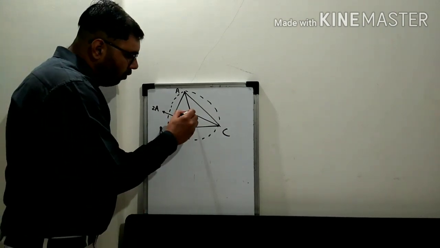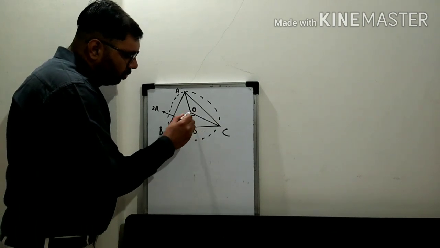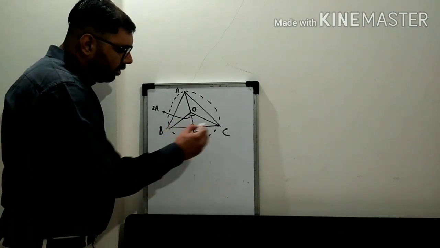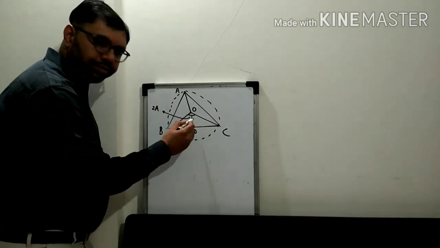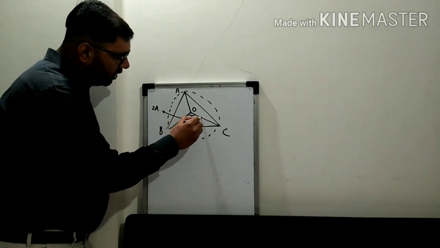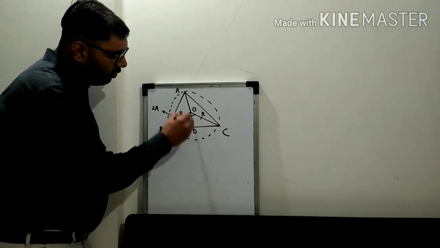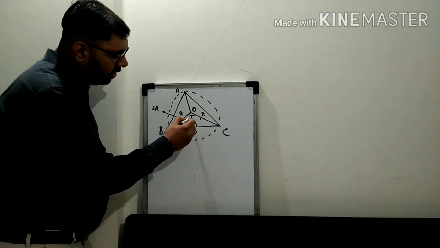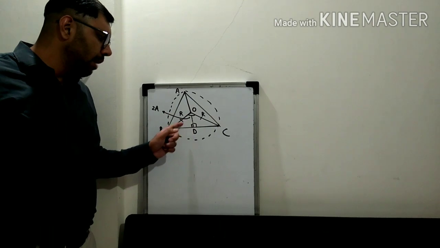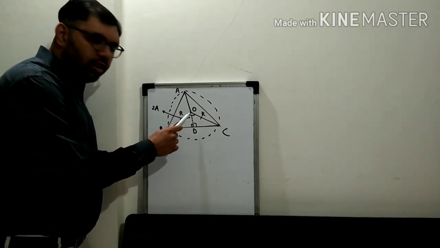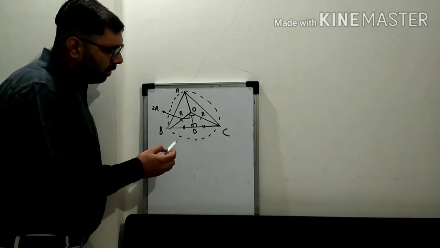What I'm interested in is finding this distance, OD. So OD will be the distance of the circumcenter from the side BC. Now if we look at these two triangles, triangle ODC and triangle ODB, this side is equal to this side because both are equal to the circumradius. I have drawn a perpendicular, so these two angles will be 90 degrees. This is the common side, and always remember that in a circle, if we draw a perpendicular on a chord, it bisects the chord. So I have drawn a perpendicular from the center of the circle to the chord, so it is bisecting the chord.